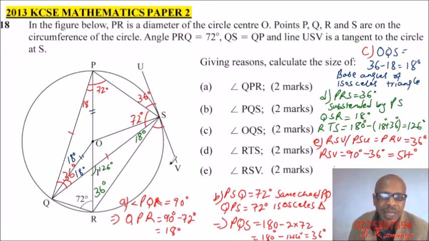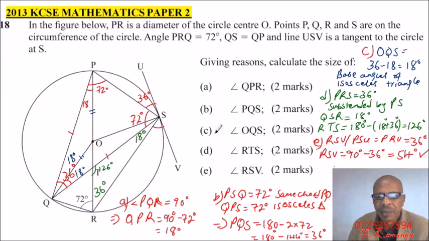You can also say RSV is the same as the angle subtended by this chord here, which is 72 minus 18. You still get 54. So that's how you work out that question.